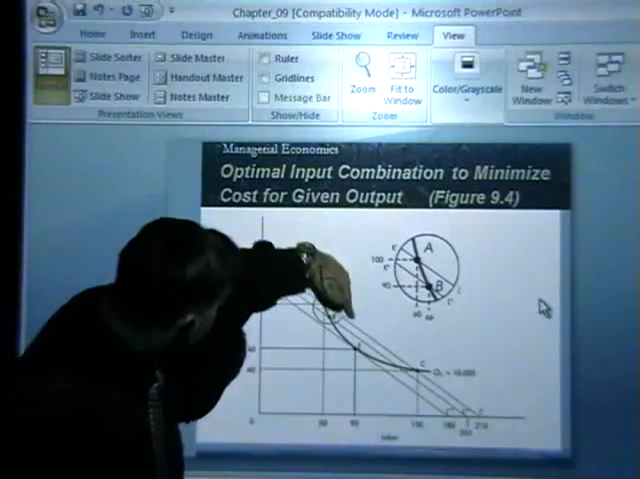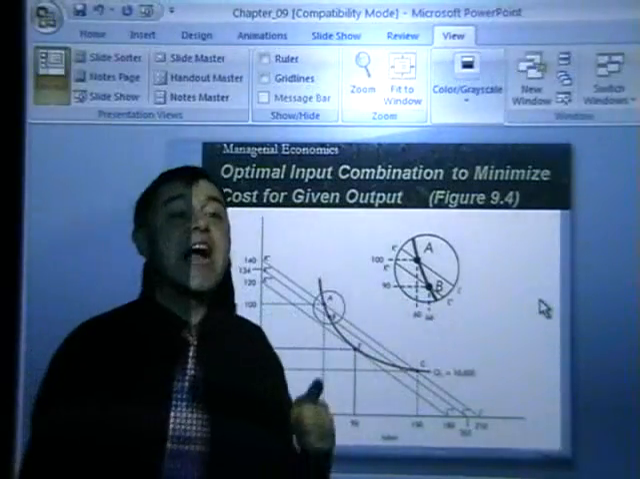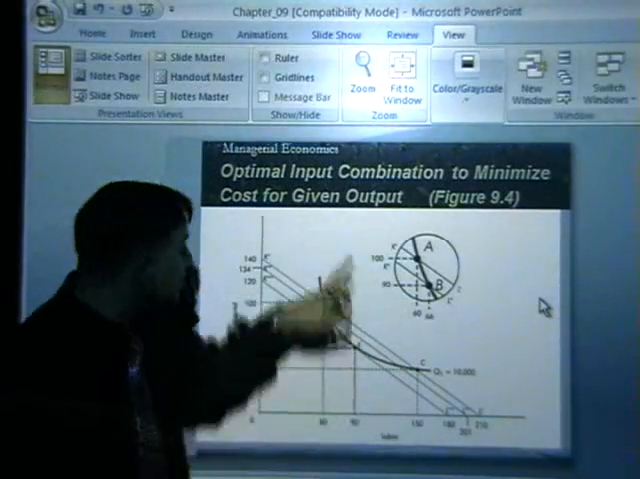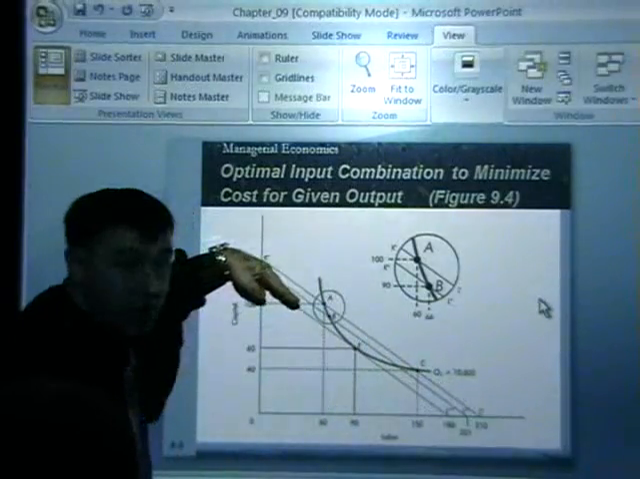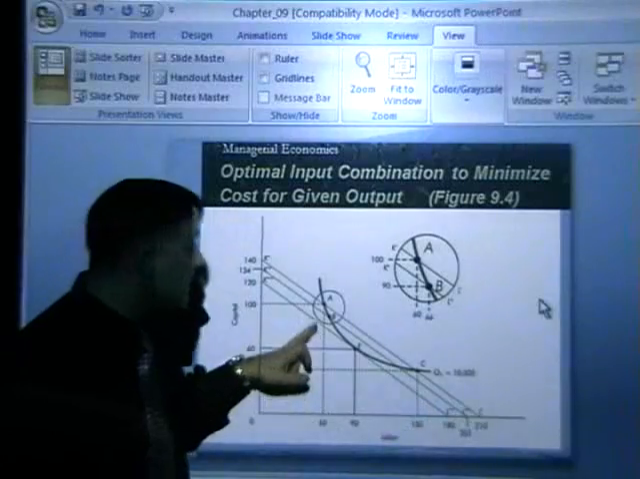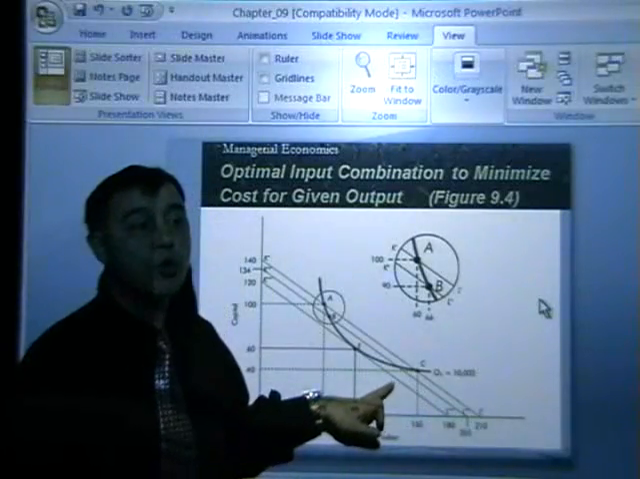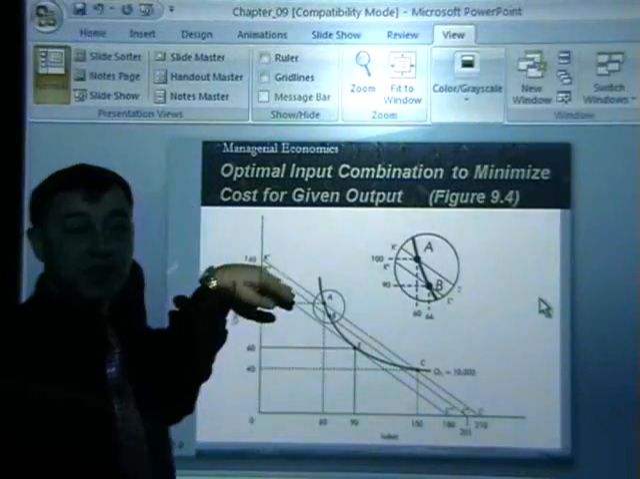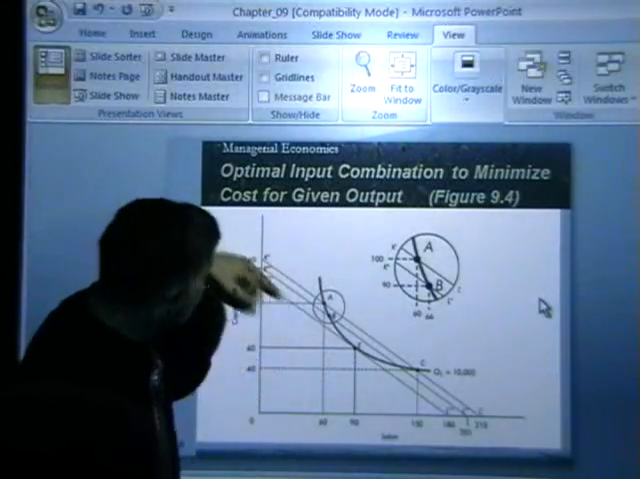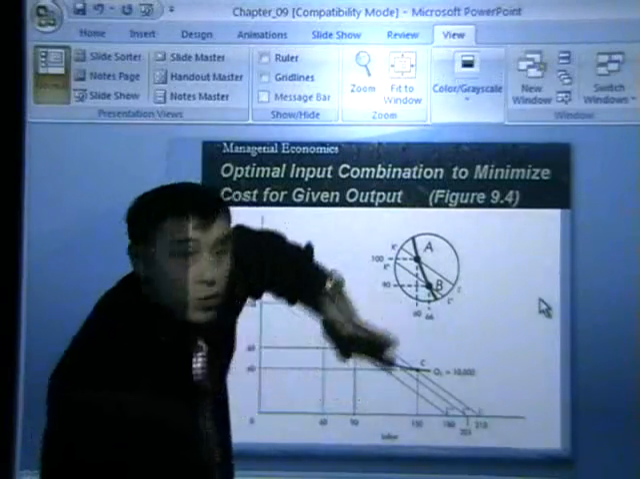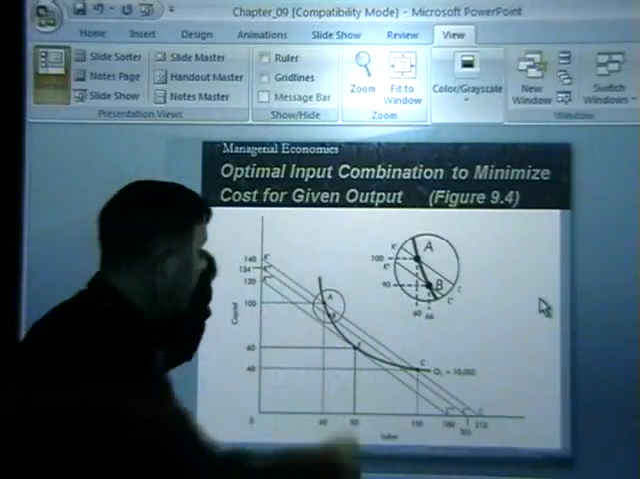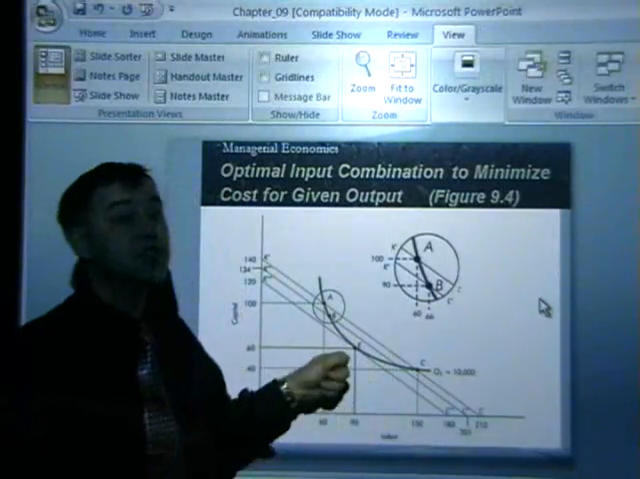If the isoquant is on the outside, it is unattainable, meaning you cannot produce on that isoquant with this particular cost. If it is inside, this simply means that you're producing a lower quantity for a given cost. So the only way that you can get, for a given budget, the outwardmost isoquant, which still is attainable, which means still touches the isocost.